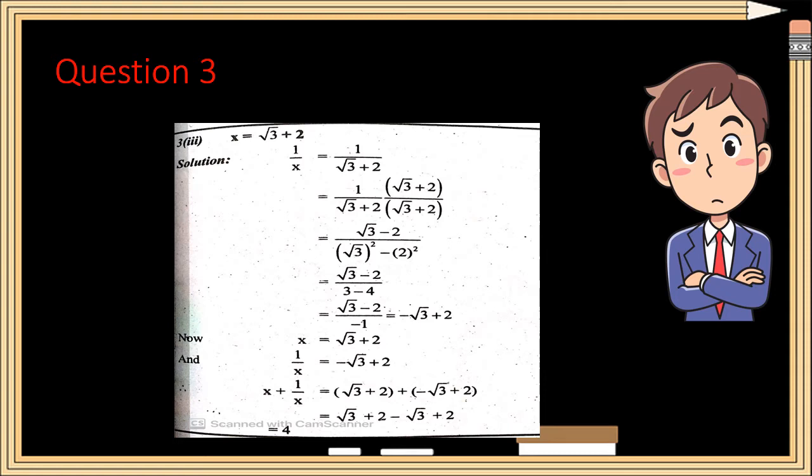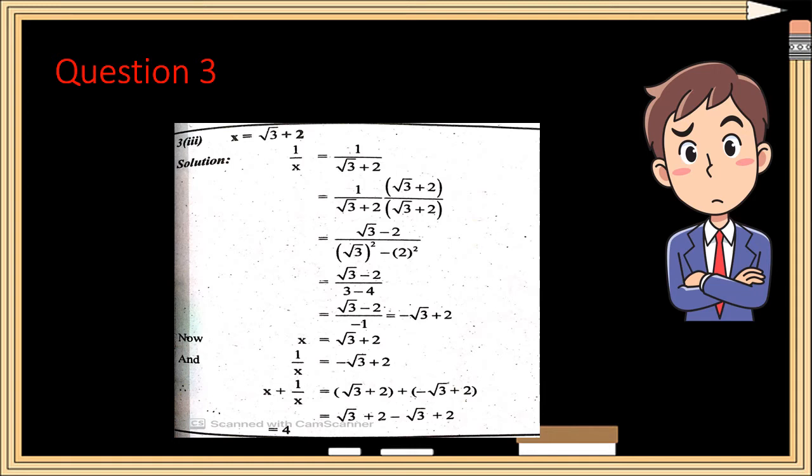So now in the denominator you can see the radical sign squared will give you 3 and 2 square will give you 4. So 3 minus 4 will give you minus 1, and in the numerator you have square root of 3 minus 2. So it will be minus square root of 3 plus 2. Now you have x and 1 over x. Now what you have to find is x plus 1 over x.